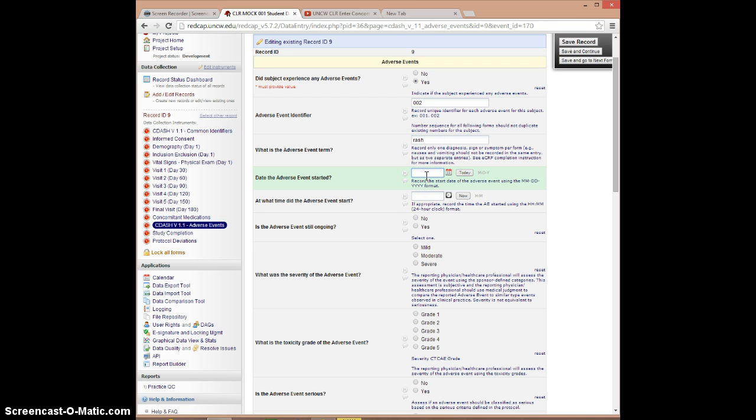We want to know the date the adverse event started, because that's part of what helps us determine whether or not it is related to the study drug. If it started before the study drug was given, or at a point when the patient was not on drug, that might help us determine whether or not it's related. We're not concerned about the start time, so we're going to skip that.